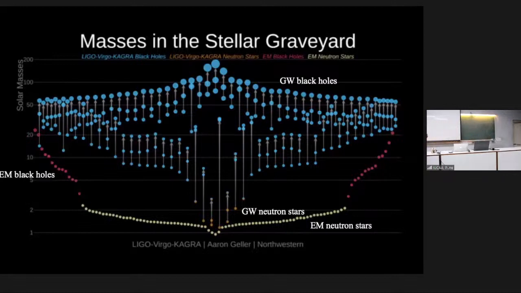The current state of knowledge meaning when LIGO had 3 observing runs: O1, O2, O3. And O3 got over sometime before COVID. In fact, they stopped it early because COVID started. Then O4 has just now started. I think it started just about a month ago.